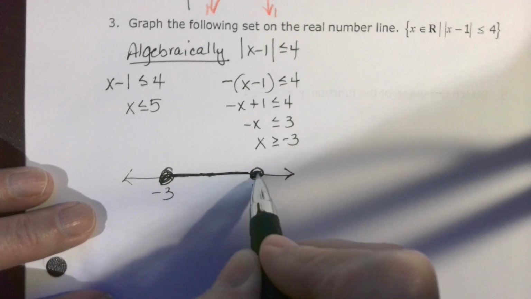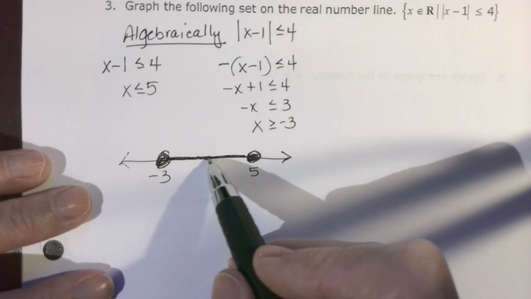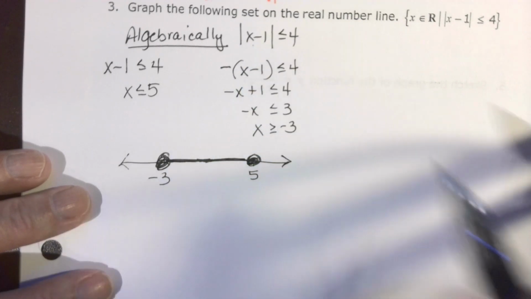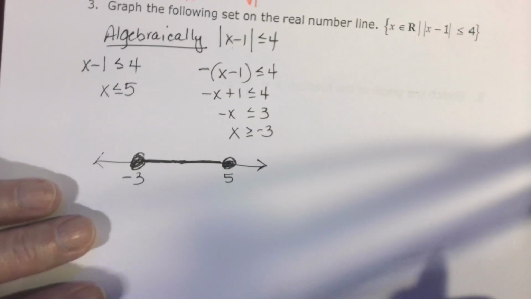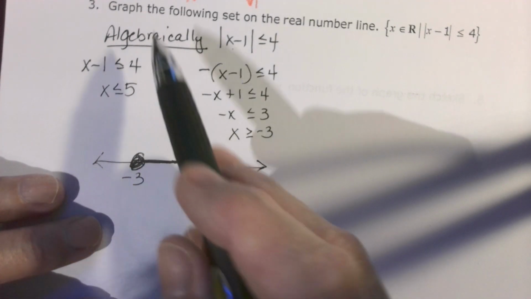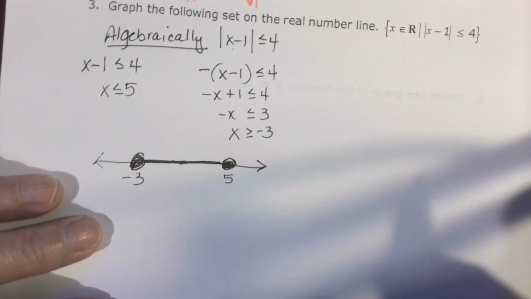Now, you can check yourself, see if that makes sense. A 0 is in between there. If I put a 0 in here, I get a 1, and 1 is less than or equal to 4. Okay, so the answer here is that x is less than. Well, no, it said to graph it, so the graph is the answer.